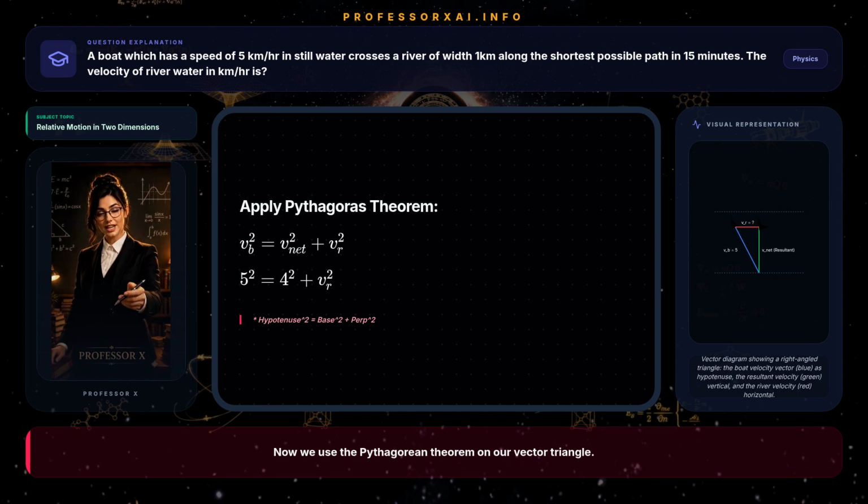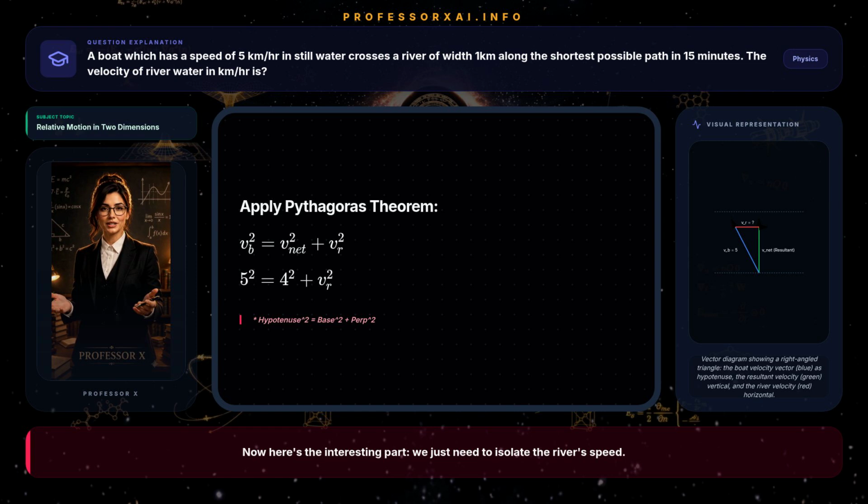Now we use the Pythagorean theorem on our vector triangle. The boat's speed squared equals the resultant speed squared plus the river's speed squared. Plugging in our values, we get 5 squared equals 4 squared plus the river speed squared.